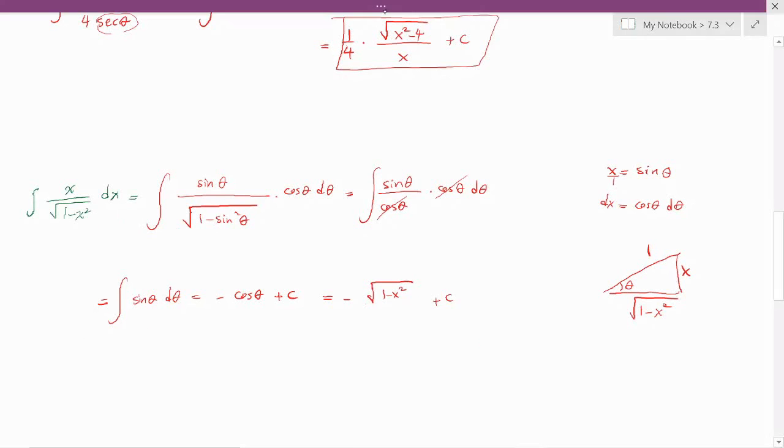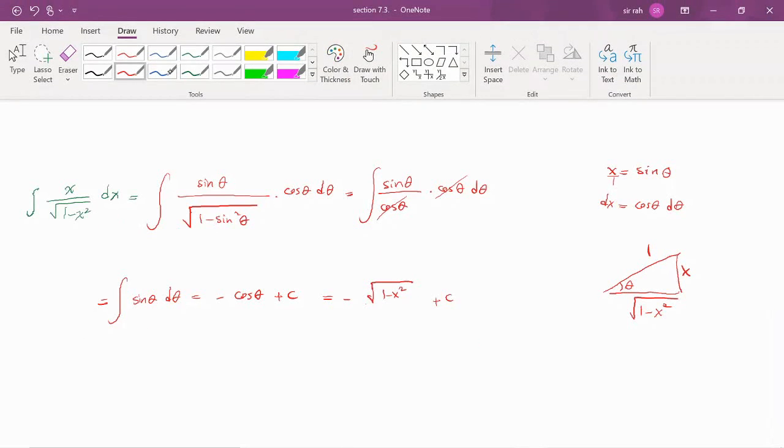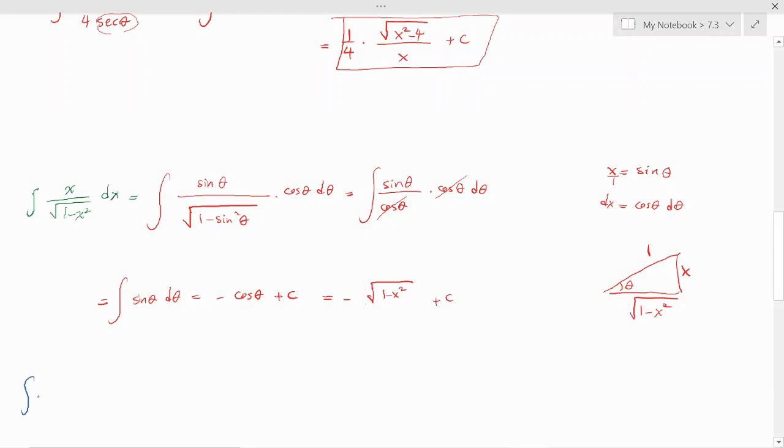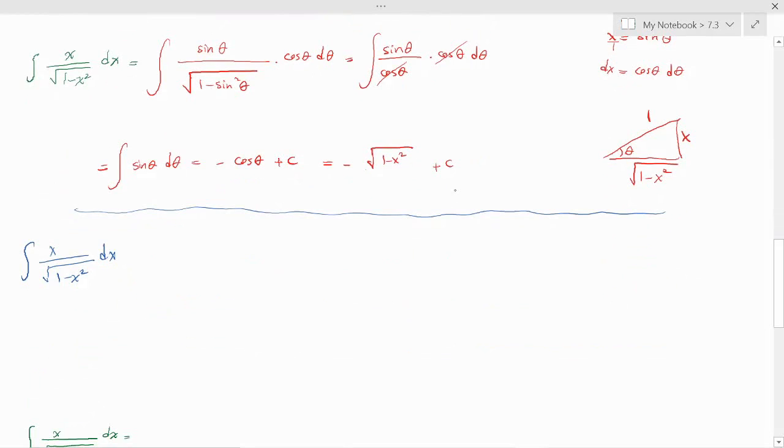And let's see if we try a different substitution. Not sure if it works, but what if we pick what we learned earlier? So the same question. What if I pick 1 minus x squared to be u? Then what do I get? I get negative 2x dx equals du. Therefore, instead of dx, I can write du divided by negative 2x.